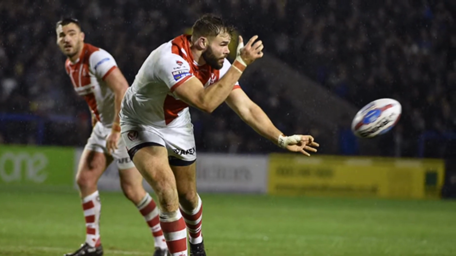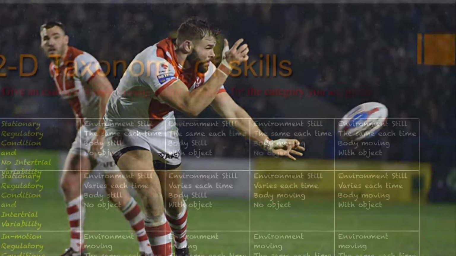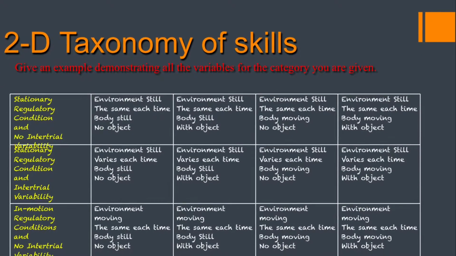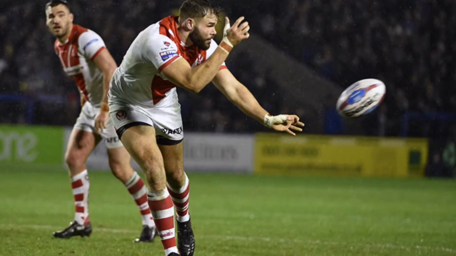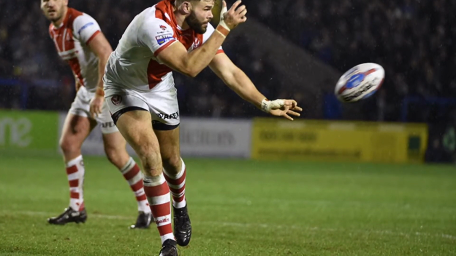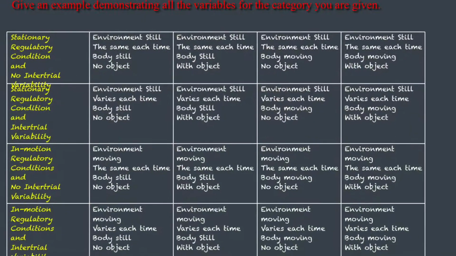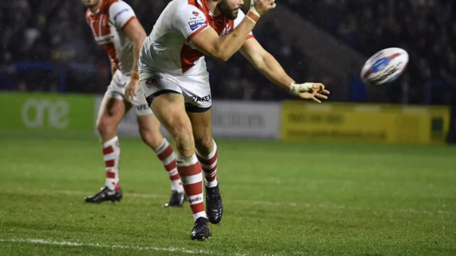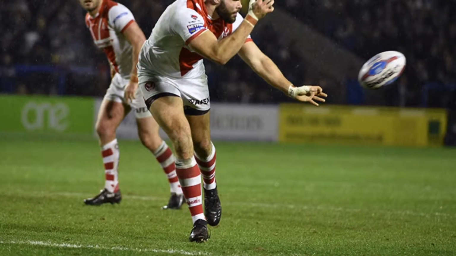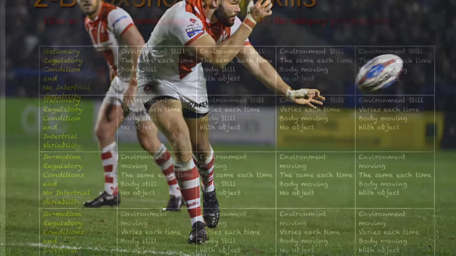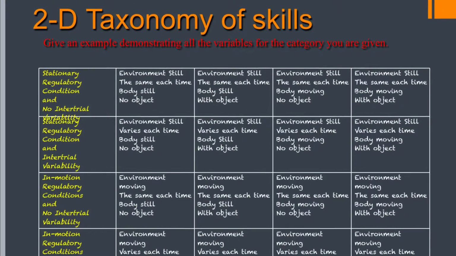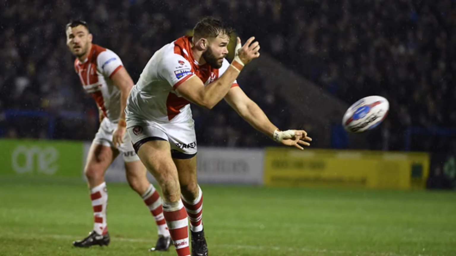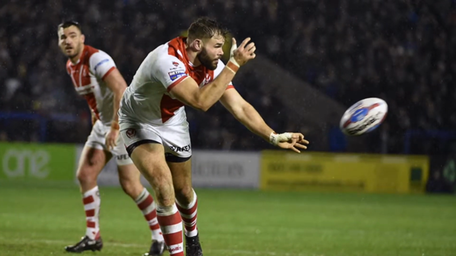The two-dimensional taxonomy of skills uses environmental context, stationary or moving. We used an assistant performer as a target to show this, and action factors, body moving or stationary. We used the action of a pass in the performer to demonstrate this, along with the use or non-use of a ball. The 2D taxonomy breaks down the steps of learning a skill into simple, easy steps, taking a performer from the complete beginner stage, also known as the cognitive stage of learning, all the way through to the autonomous stage of learning.